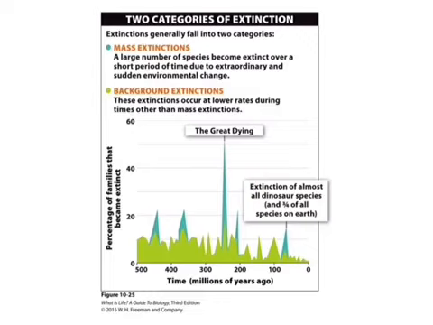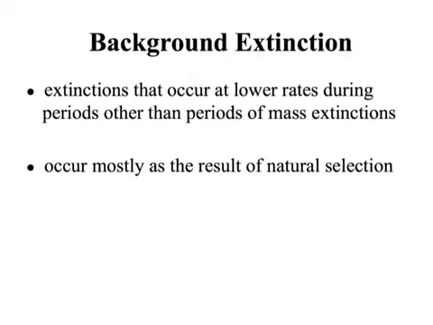We can see from this graph here that there have been 5 mass extinctions in Earth's history. Remember, background extinctions occur naturally at lower rates during periods other than during mass extinctions. These generally result from natural selection. Some groups will be outcompeted by other groups, either new species or other species moving into areas, and this can cause them to go extinct.